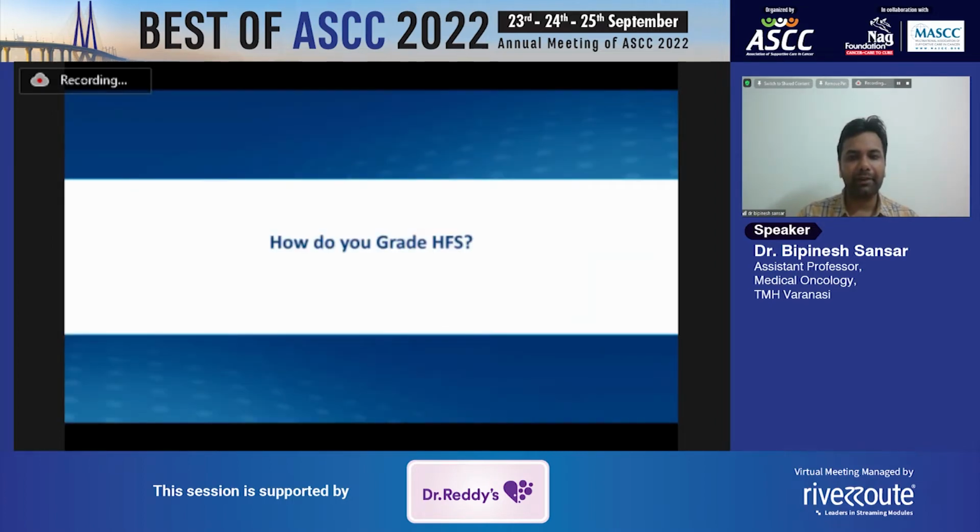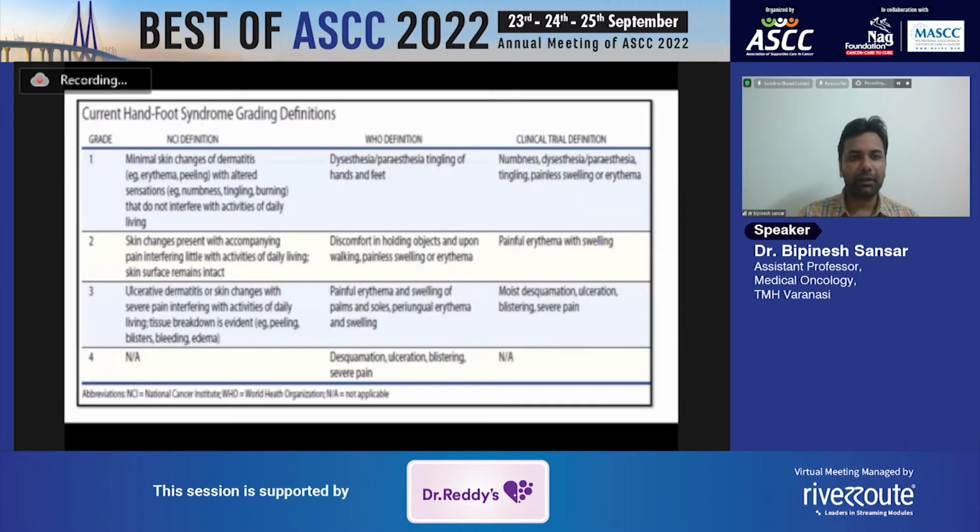So how do we grade it? The grading ranges from 1 to 3. Grade 1 will be minimal skin changes of dermatitis with altered sensation that do not interfere with activity of daily living. Grade 2 will be skin changes presenting with accompanying pain, which interferes with activity of daily living, but the skin surface remains intact. And grade 3 will be ulcerative changes with severe pain interfering with activity of daily living. And there can be blisters, peeling, and edema.